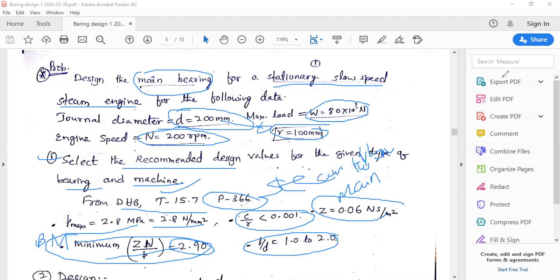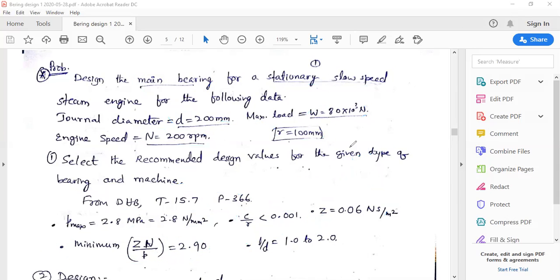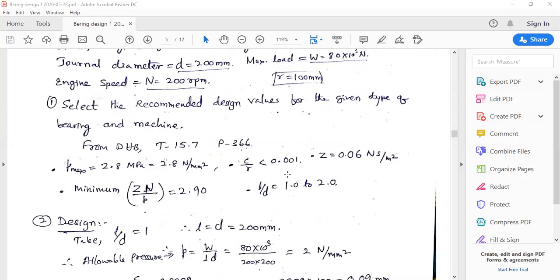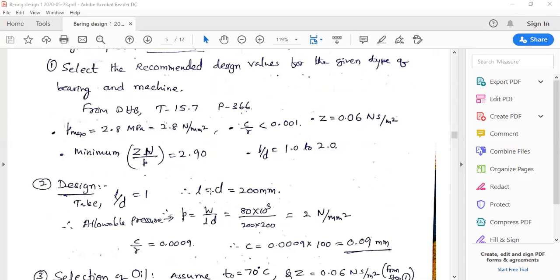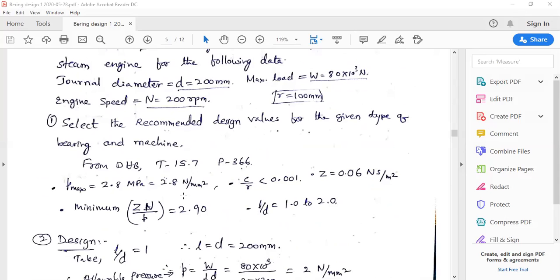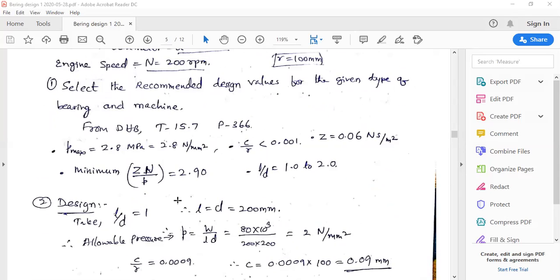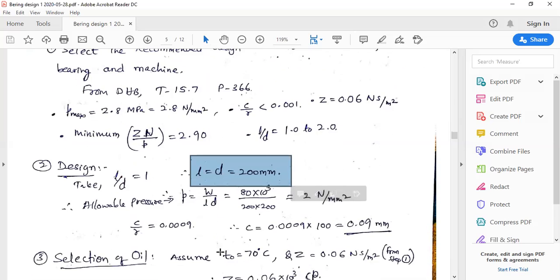With this information, this is the first step, that we have to note down the given parameters or recommended parameters or the design values. Then with these parameters, we have to carry out the design. See here, the value of D is given. L by D ratio is 1 to 2. So we have to assume the L by D ratio as 1 here. If I assume L by D ratio as 1, it means L is equal to D, that is equal to 200 mm as it is given.